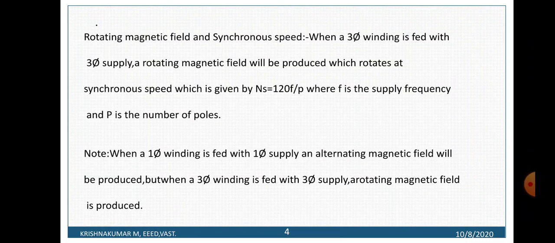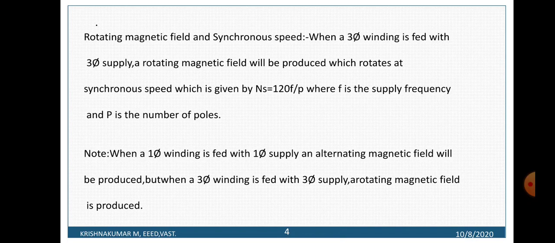So when we give electricity to the stator winding of a three-phase squirrel cage induction motor, a rotating magnetic field is developed at the stator, which is rotating at a synchronous speed, which can be found out by a simple equation. Ns is equal to 120 F by P, where F is the frequency and P is the number of poles.